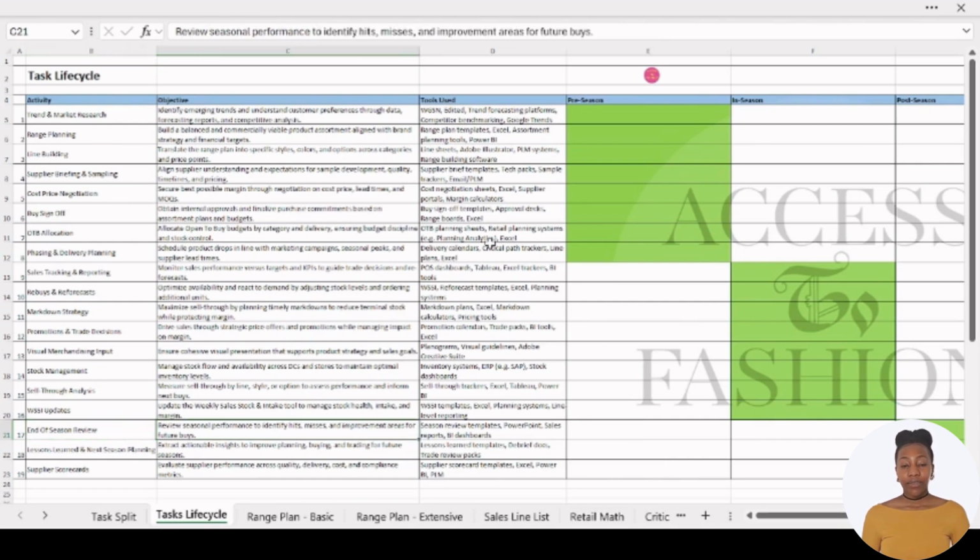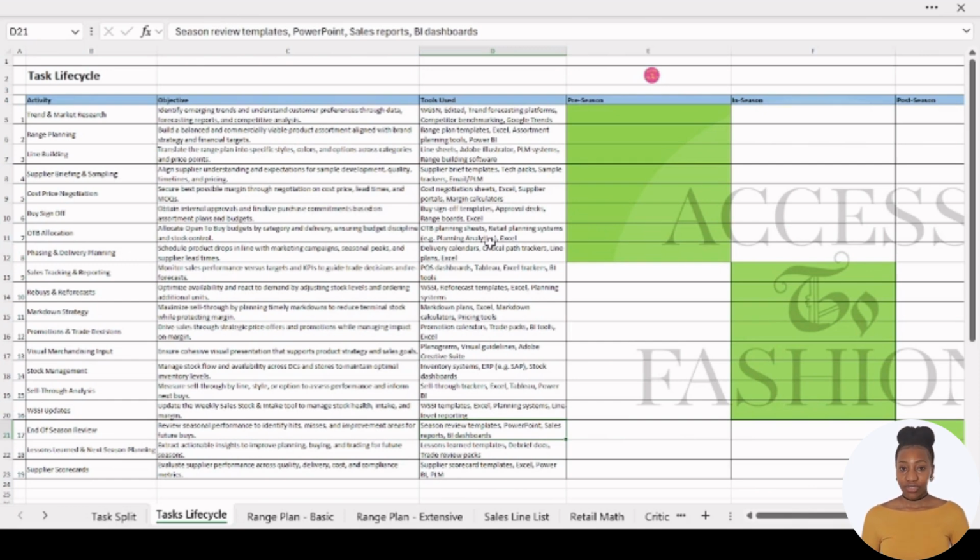And the objective of that is to review the seasonal performance, identify our hits, identify our misses, and improvement areas for our future buys. Because now if we're looking at next season, we don't want to make the same mistakes again. We want next season to be even better. So we have to do an end of season review for the close of this season.